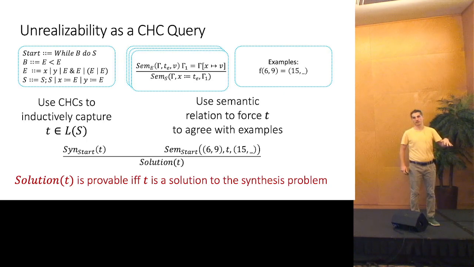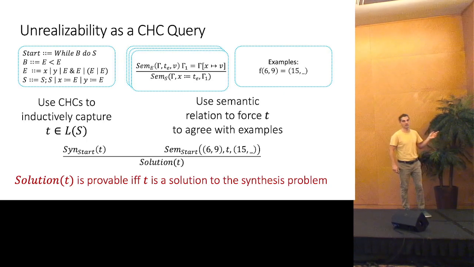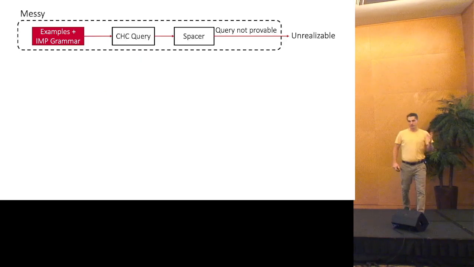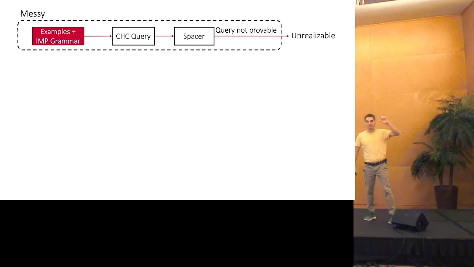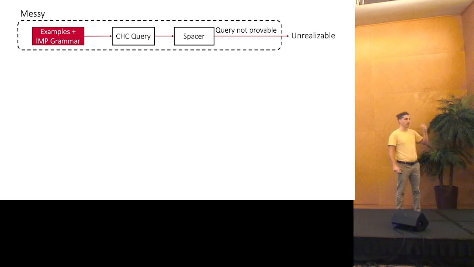you have proven unrealizability. And it turns out that existing solvers, in particular Spacer, are much better at proving that there is no program than proving that there is a program. And that's what we did. We built a tool that essentially will take a grammar of imperative programs and examples, and it will spit out a CHC query over a bunch of CHCs, and then it will use the tool Spacer to check whether the query was possible, whether it had a solution.